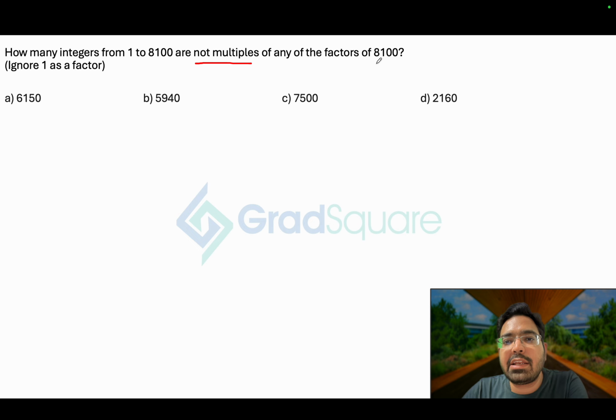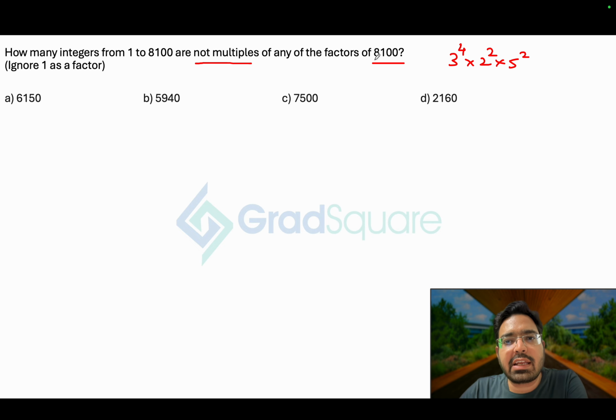How many integers from 1 to 8100 are not multiples of any of the factors of 8100? Let's look at 8100. 8100 is simply 3 to the power of 4, which is 81, into 100, and 100 is nothing but 2 square into 5 square. So you're looking at this.